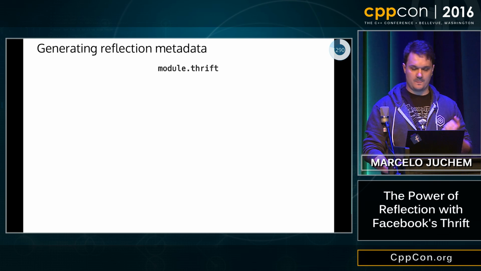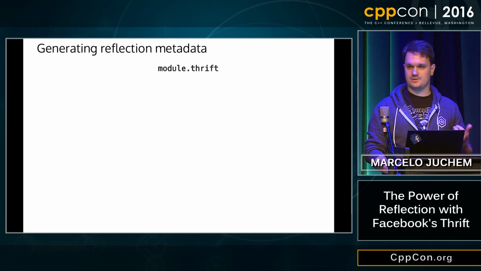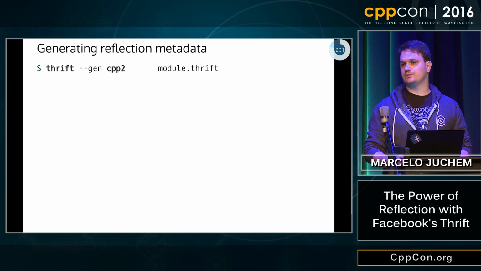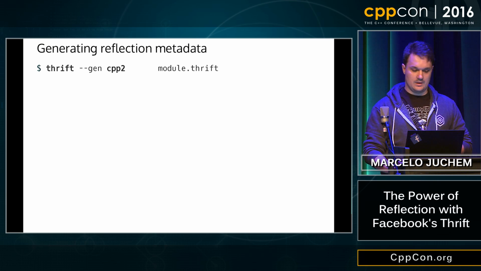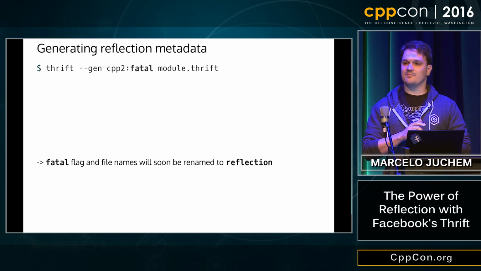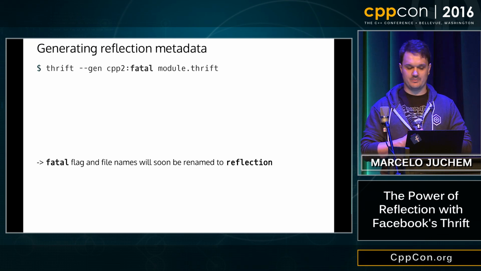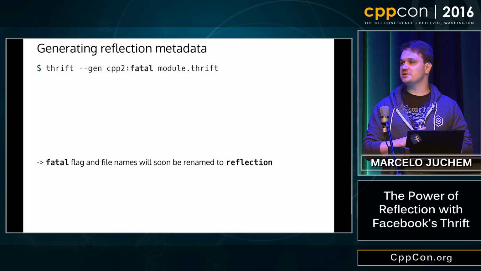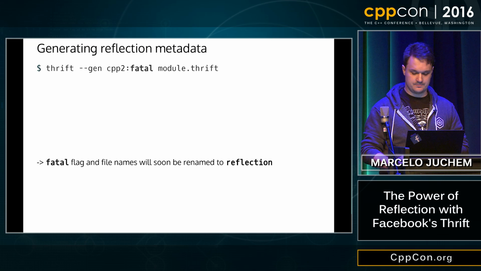Actually, no. Say you have the module.thrift, which is basically the IDL containing all the types that you care about. And say you want to call Thrift, just like you usually do, to generate C++ stubs, RPC information, and whatnot. The only thing you have to do is add a flag called fatal. It's not a very good name, but it would be much better if we had reflection in there, say generate reflection information. This is for historical purposes. I'm changing that, and I hope to land a change soon to change that to reflection. But for now, that's how we do it. But watch out for this change. It will be reflection in the future.